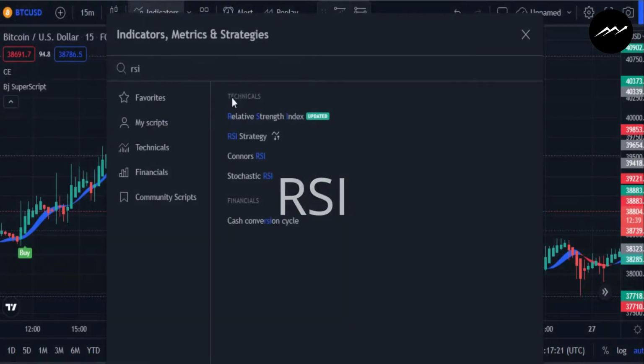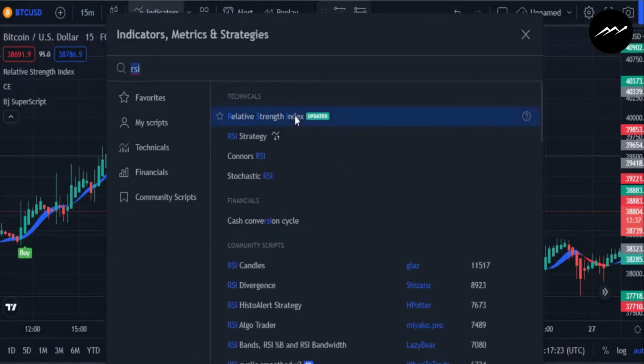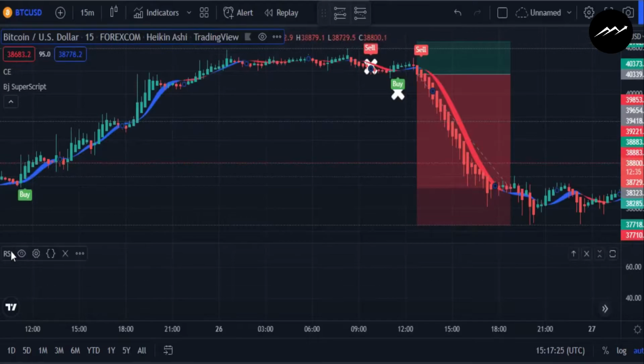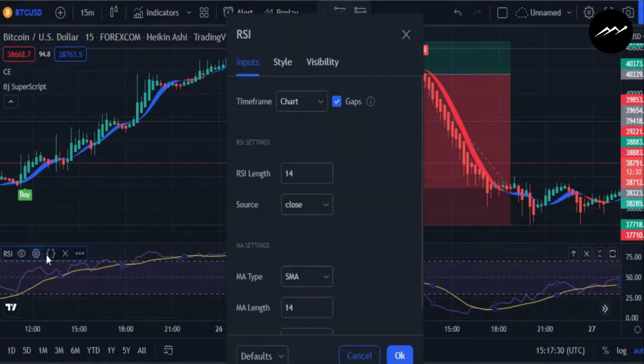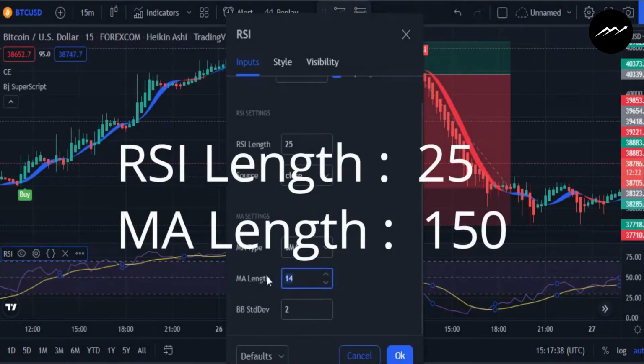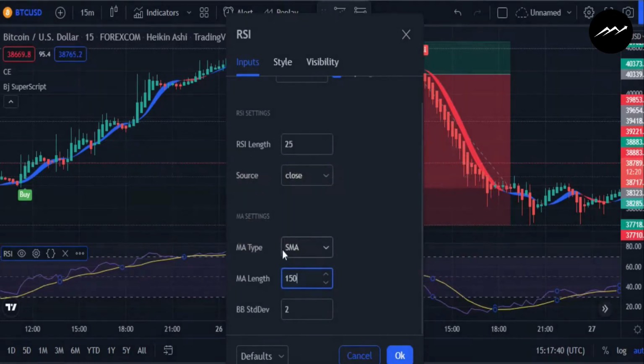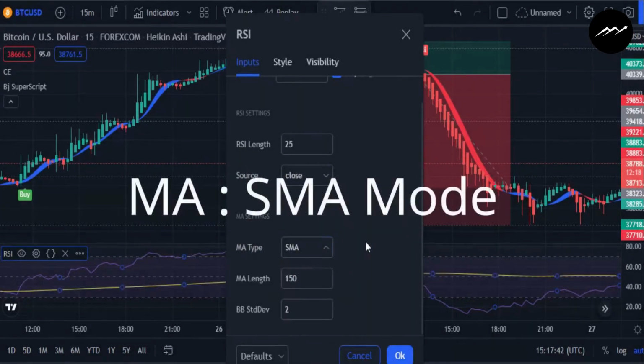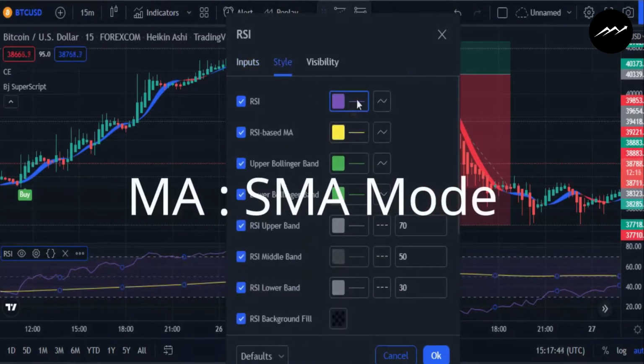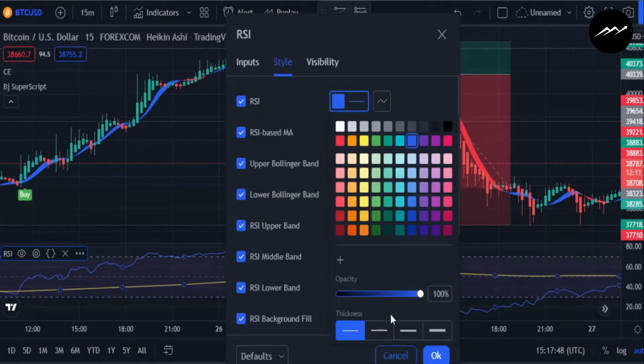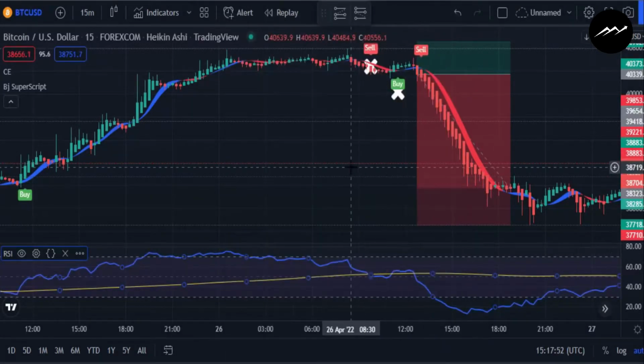Now let's add the RSI indicator to the chart. As I said, there is a need to make changes to the RSI indicator settings. In the Input tab, change the value of RSI length to 25 and the value of MA length to 150. Make sure MA is in SMA mode. In the Style tab, we make the RSI line a little thicker.